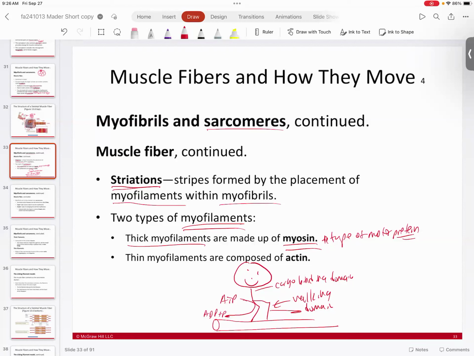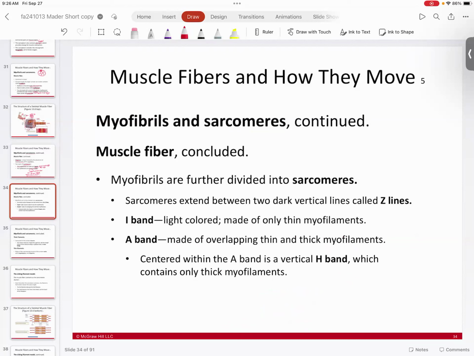So myosin is a type of motor protein. It has the ability to grab onto stuff and pull on it. Grabs and pulls. Now the thin filament is going to be composed of a protein called actin. When you put these together in the myofibrils, the structure of how you arrange these myofilaments creates zones and this banding look. The first one we want to look at is the Z lines. The Z lines are vertical discs that form the boundary of a sarcomere. So from one Z line to another Z line is one sarcomere.